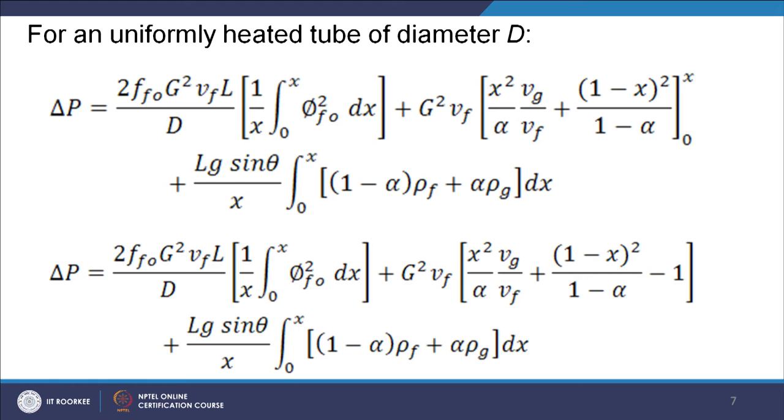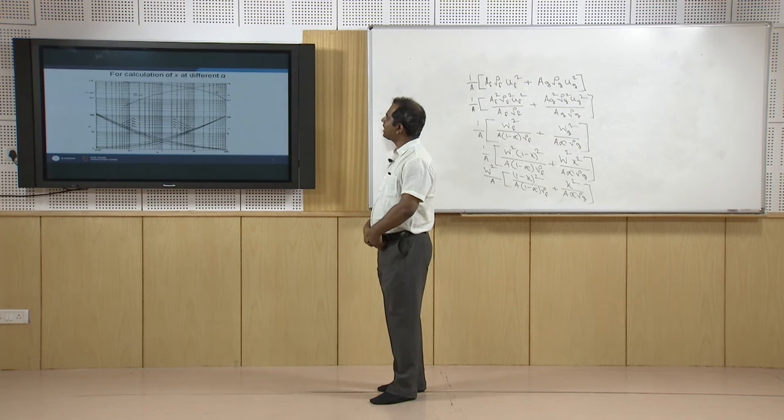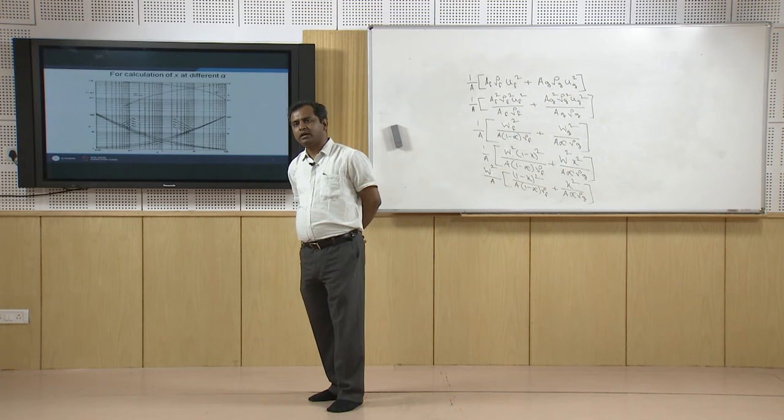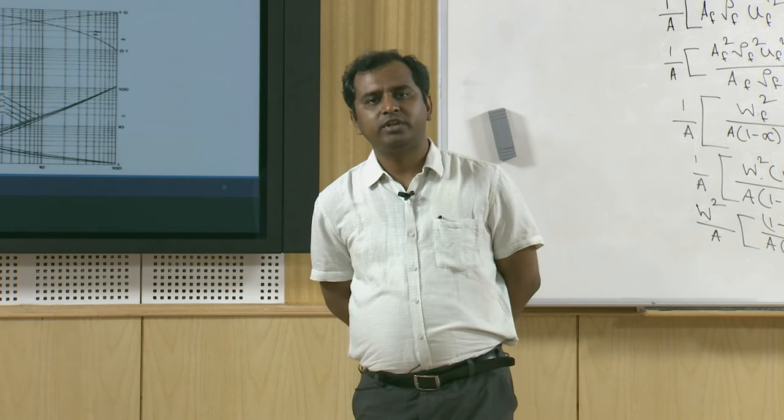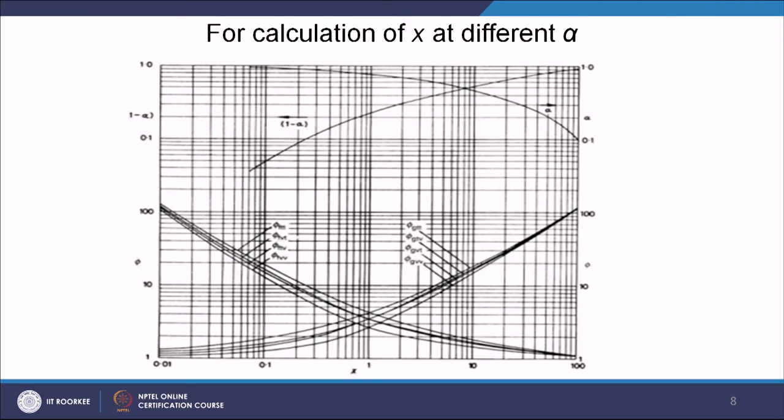So, first I will be showing you different charts over here. All these charts are actually given by Martinelli and Nielsen. As I have already told you, different parameters are obtained by Lockhart and Martinelli. So, here we are finding out the values using the Martinelli-Nielsen chart. So, let us see. First, if we know the value of x, how to find out alpha.